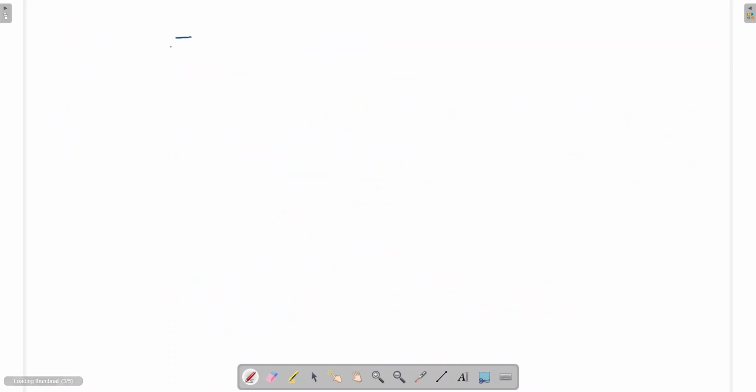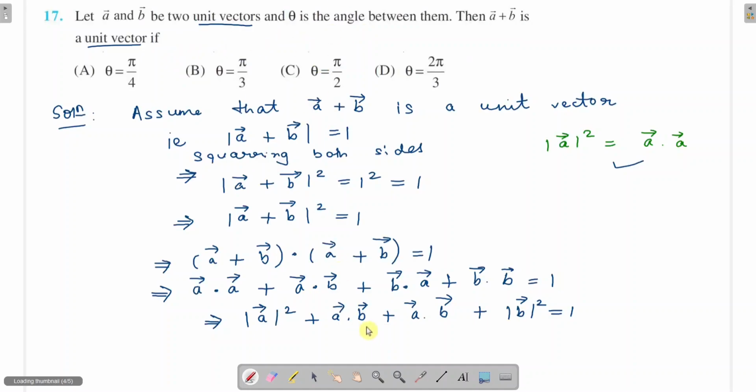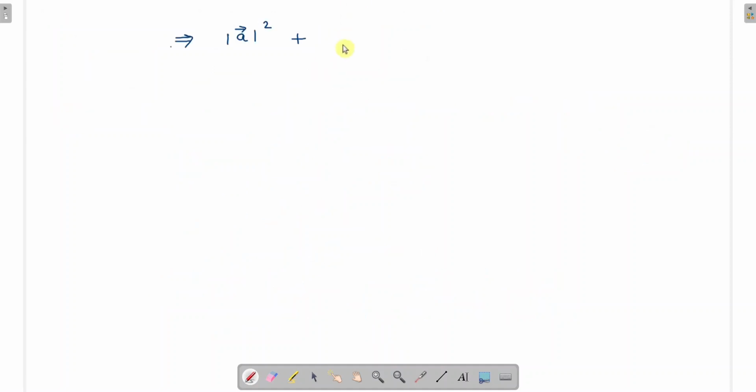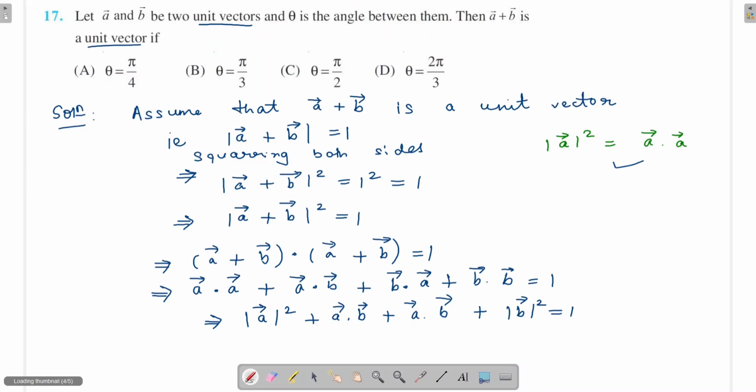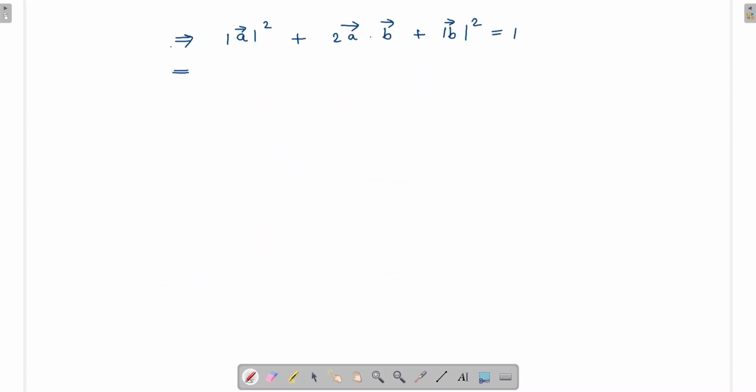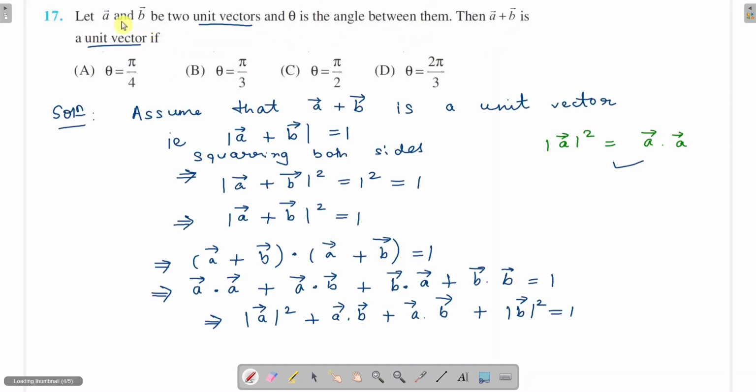So that means this implies magnitude of a bar square plus 2 times a bar dot product b bar, plus magnitude of b bar square is equal to 1. Now, since a bar and b bar are unit vectors, it is given, right, a bar and b bar are unit vectors.